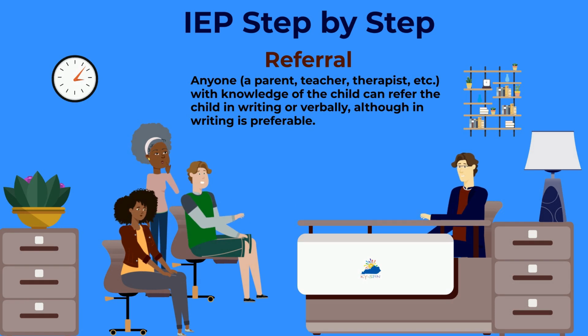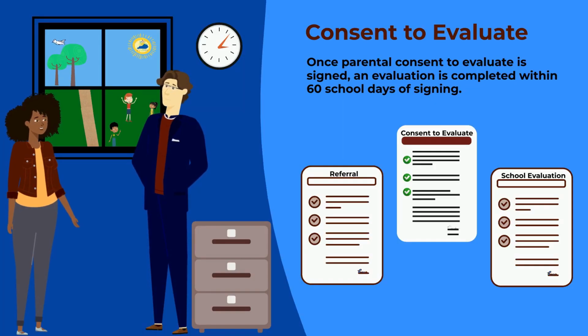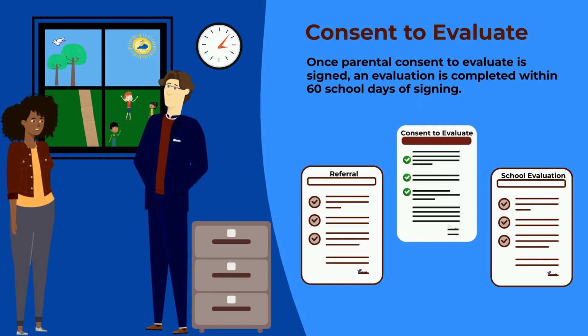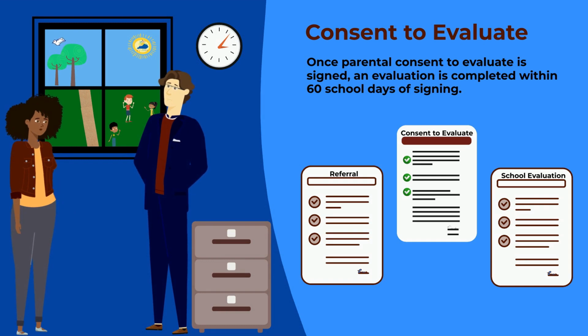IEP step-by-step. Referral. Anyone, a parent, teacher, therapist, etc., with knowledge of the child can refer the child in writing or verbally, although in writing is preferable. Consent to evaluate. Once parental consent to evaluate is signed, an evaluation is completed within 60 school days of signing.